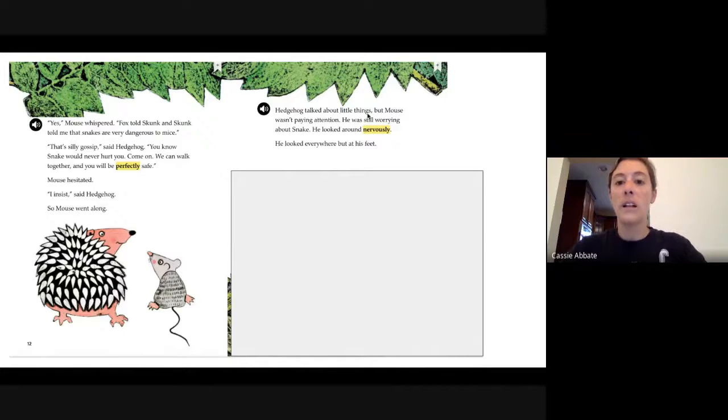Hedgehog talked about little things, but Mouse wasn't paying attention. He was still worrying about Snake. He looked around nervously. He looked everywhere but at his feet.